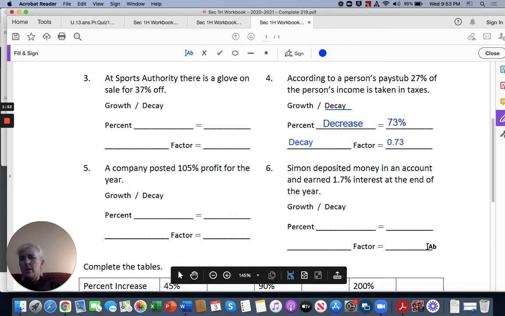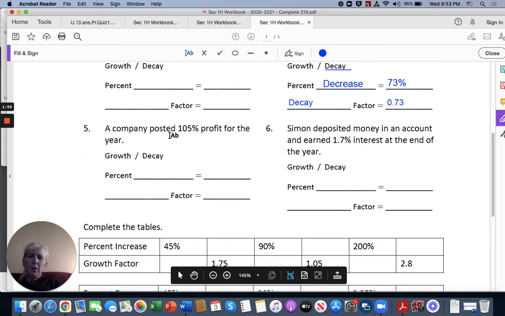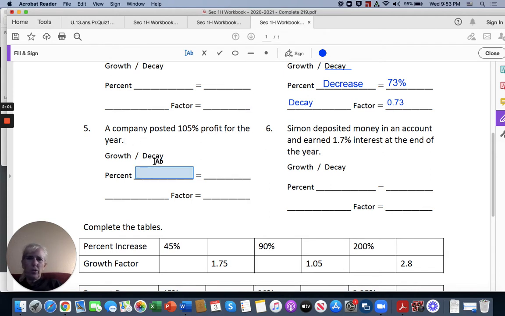So we're going to come over here and do number 5. A company posted 105% profit for the year. So is that a growth or decay? Well, if the company posted over 100% profit, I would say that's going to be a growth. So again, I'm going to come over here and mark growth. Now, is it a percent increase or decrease? Well, if it's a growth, then we've got to have an increase.